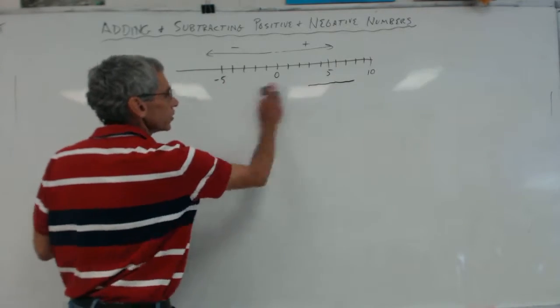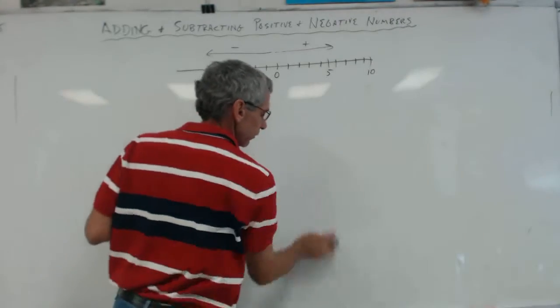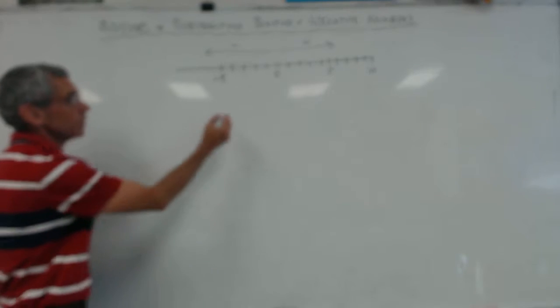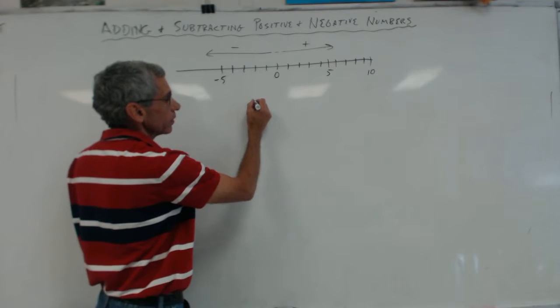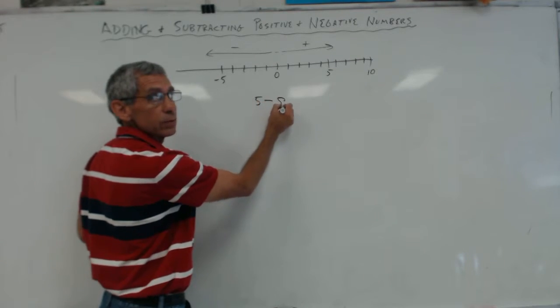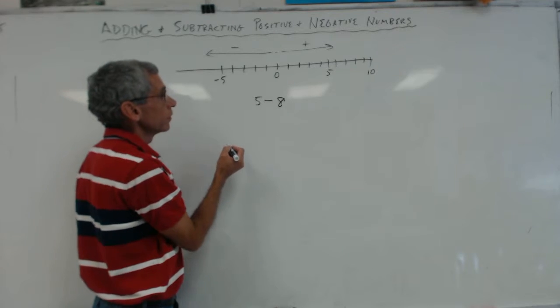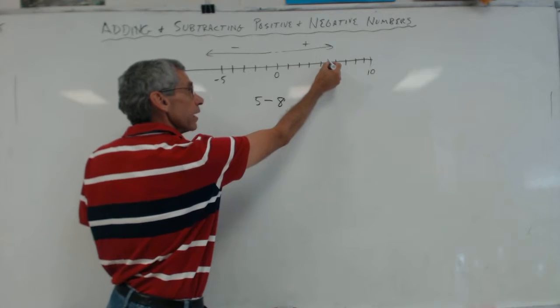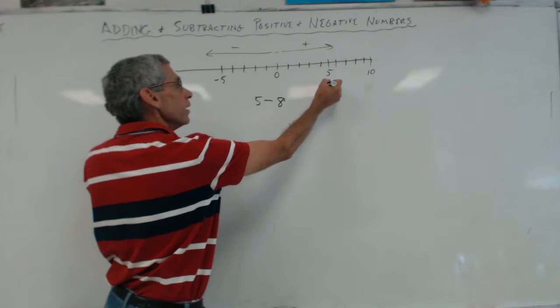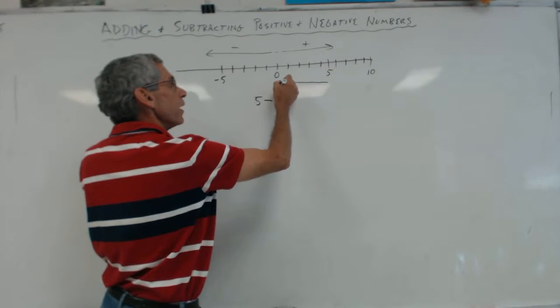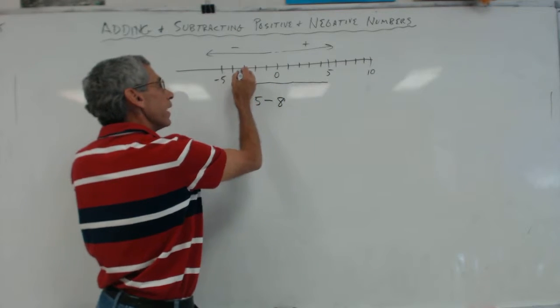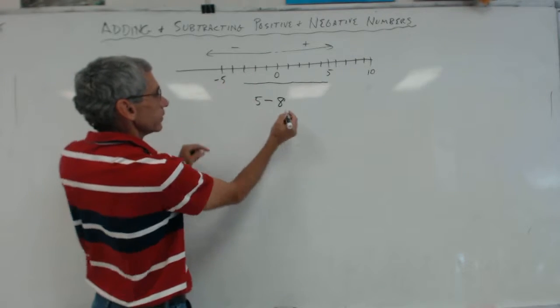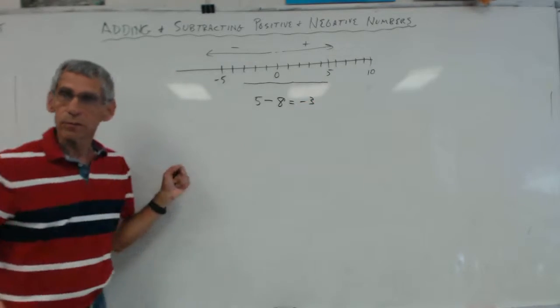But let's just try a few for a second. I think if we do just a few more examples, you'll see. Let's say I gave you 5 minus 8. I would go to 5: 1, 2, 3, 4, 5. And then I would go back 8 this way: 1, 2, 3, 4, 5, 6, 7, 8. So that is negative 1, 2, 3. That's negative 3. You with me?